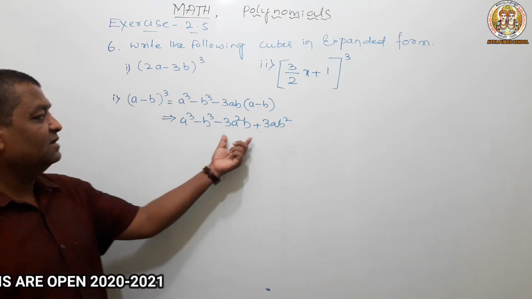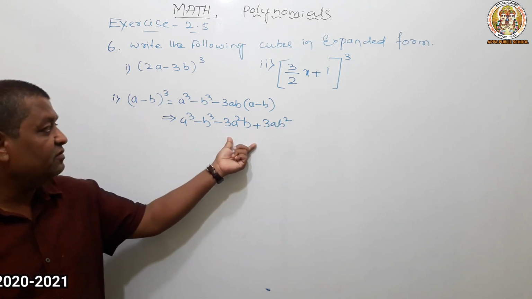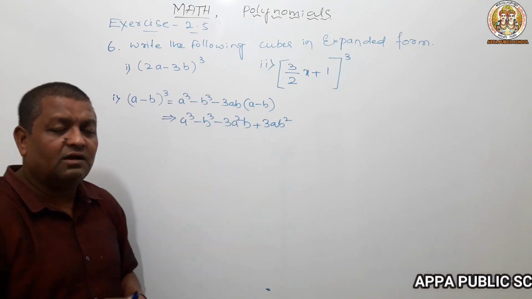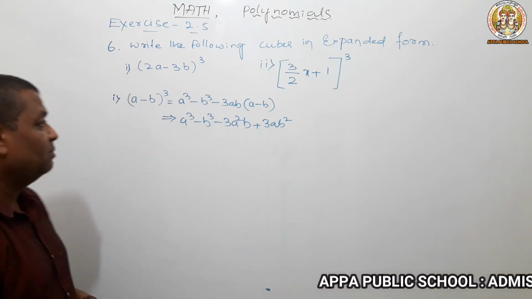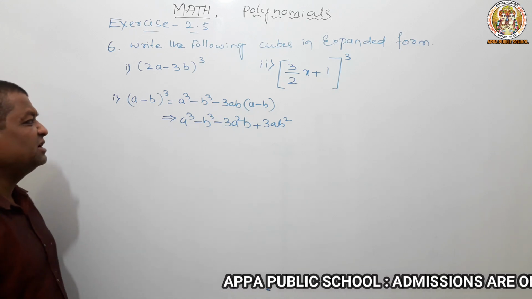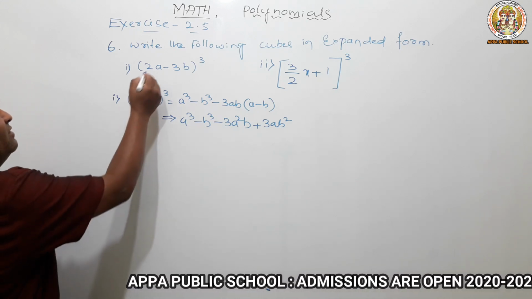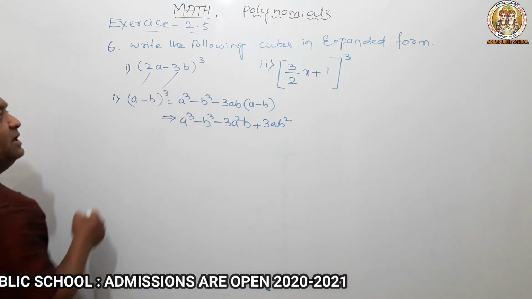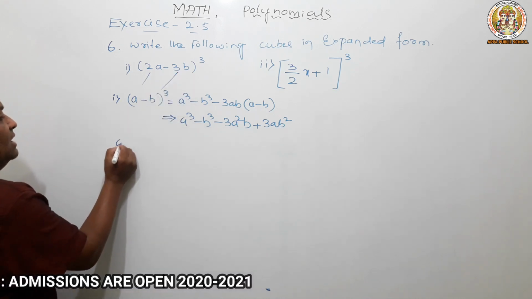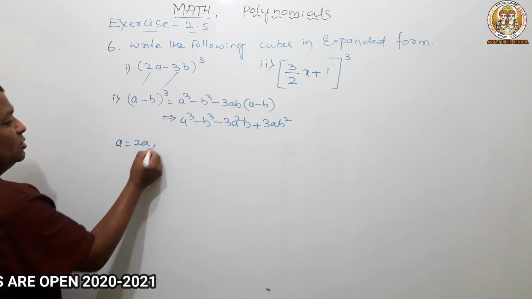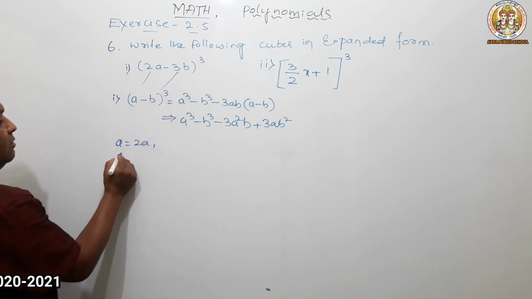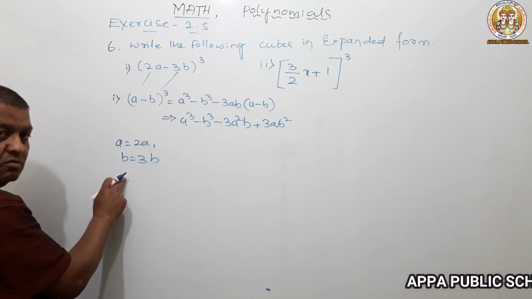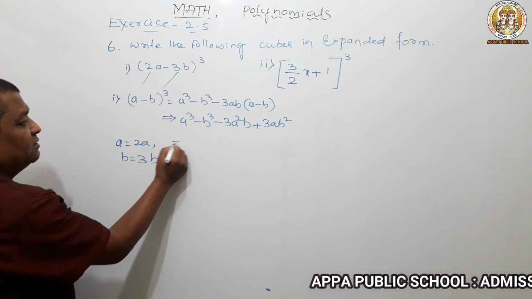Why I am telling this is, some students get confused writing minus and plus directly. So if you go from here to here, then you are safe. Okay, no problem, it all depends upon your grip. What is next? What is a here? 2a. What is b here? 3b. Take the values: a is equal to 2a, b is equal to 3b. After taking the values, you substitute in the formula.